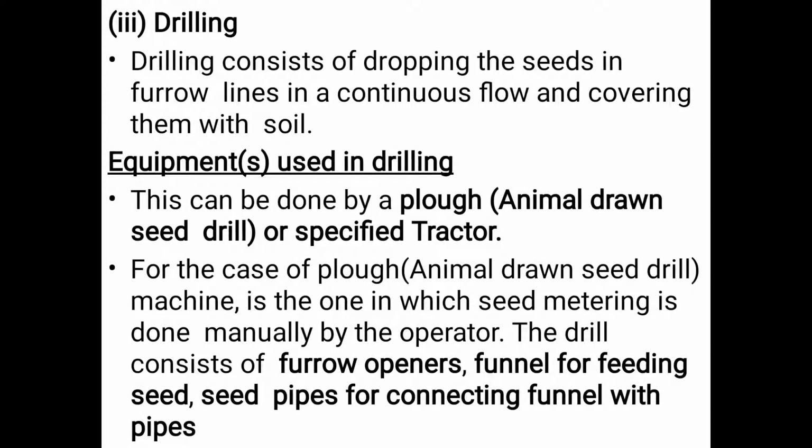Drilling. Drilling consists of dropping the seed in furrow lines in continuous flow and covering them with soil. Equipments used in drilling. Number first, this can be done by using a plough, which is an animal drawn seed drill, or sometimes a tractor is used to operate the plough, which is called plough drilling. For the animal drawn seed drill, seed metering is done manually by the operator. The drill consists of furrow openers, a funnel for feeding the seeds, and seed pipes for connecting funnels with the openers.